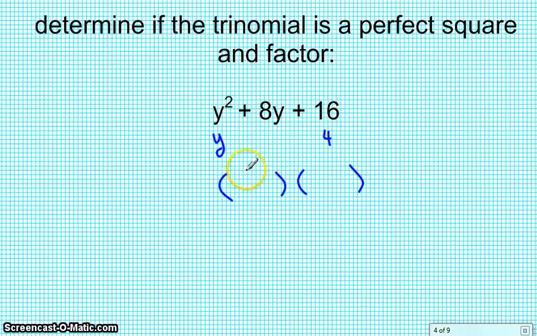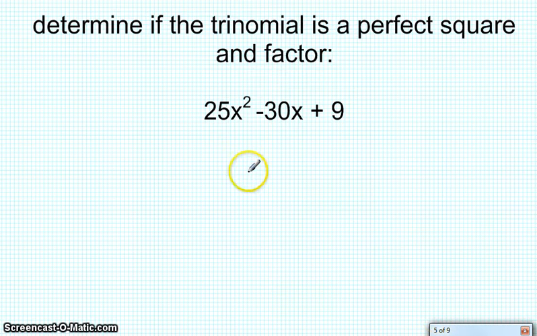So my first term, I'm going to drop out the 1. I never did write it, but I'm going to drop out the 1 because we don't need it. And so this is going to be y, and my last term is going to be 4 because that's the square root of 16. And again, it's all positive, so it's going to be y plus 4 times y plus 4, which I will rewrite as y plus 4 squared. And that is how we factor this trinomial.